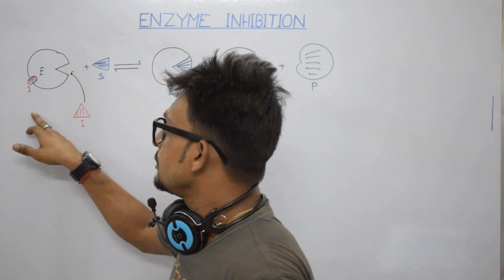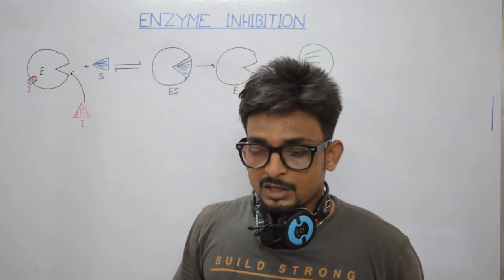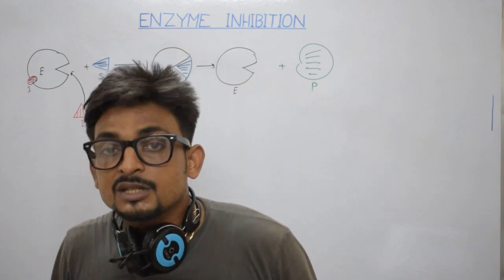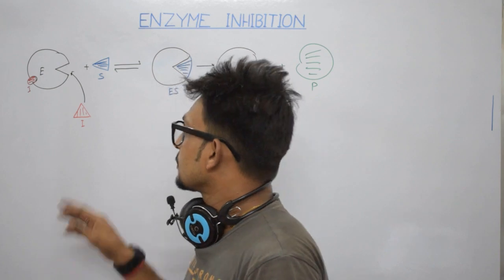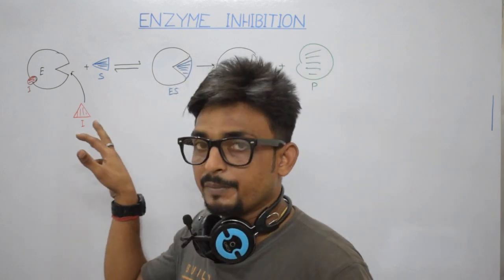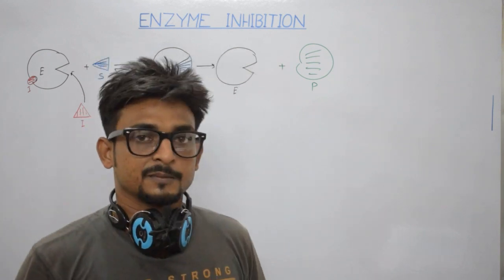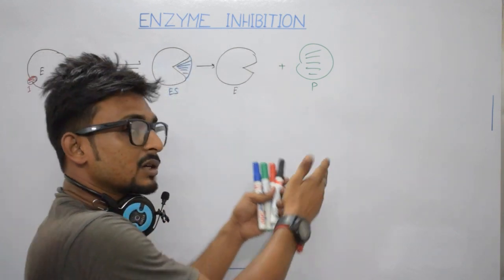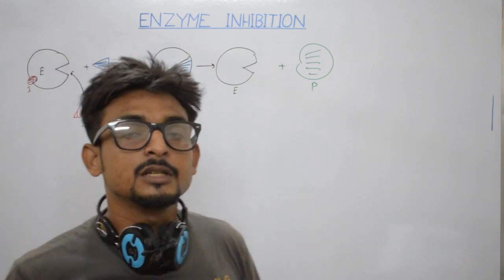Now once the inhibitor binds to the regulatory region of the enzyme, it will make some conformational change to the enzyme or the active site of the enzyme. As a result of that, the enzyme substrate complex is not converted into the enzyme and product, or the substrate is not converted into the product. So this is the nature of the inhibitor.